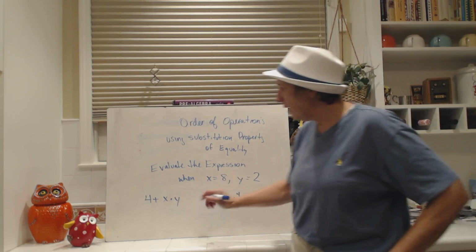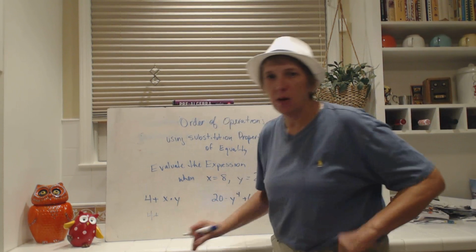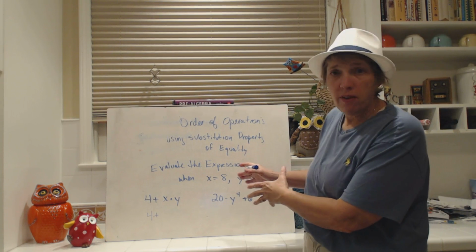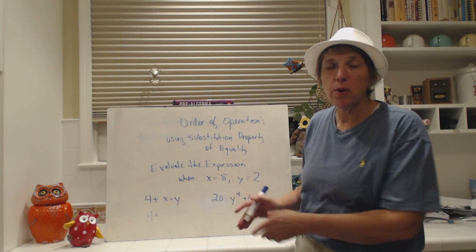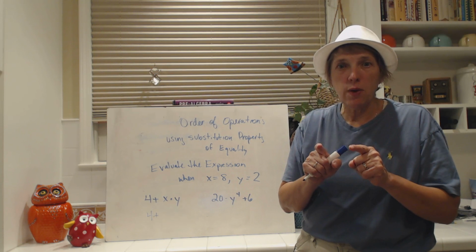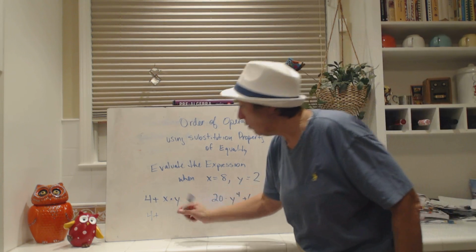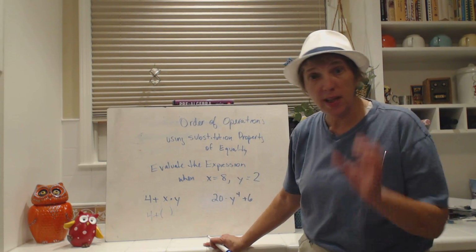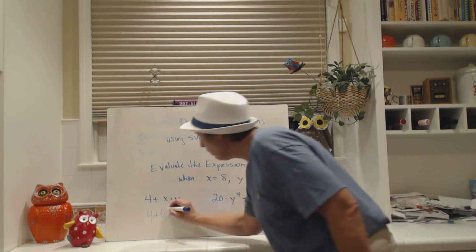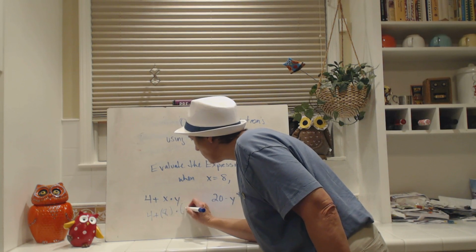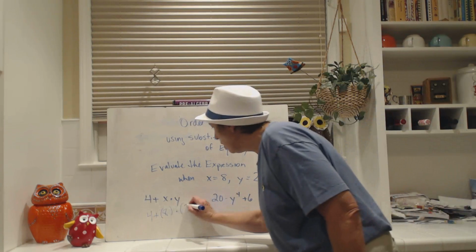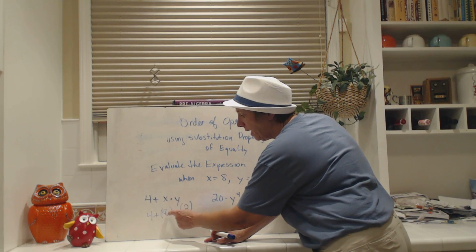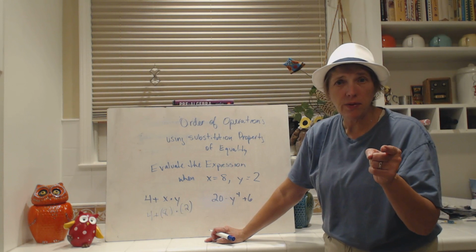So you're going to plug in the 8. When you replace the variable with the number and you're evaluating the expression using the substitution property, you must put parentheses around the number where the variable was. So there's this x, you're going to put parentheses around it. So you have 4 plus parentheses, what's x? 8, we're going to put that inside, times parentheses, what is y? 2, close parentheses. The only thing we're doing differently is when we put the 8 down here for the x, you have to put parentheses around it.